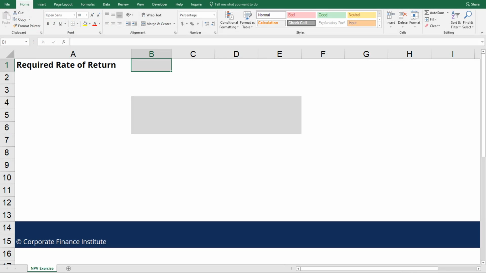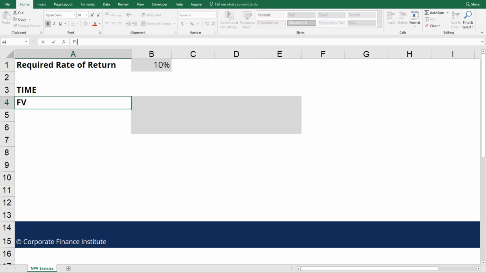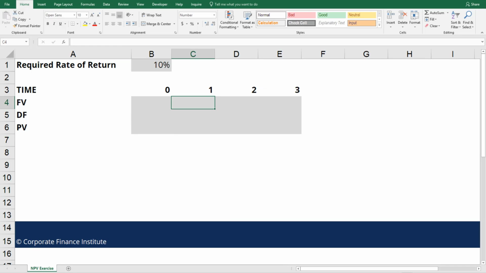We can use Excel to do our NPV analysis. Let's write our required rate of return in cell B1. Remember, this is R in the discount factor formula. The number we're using is 10%. Set up an Excel worksheet with 4 rows. These 4 rows will be time, future value, discount factor, and present value. Populate the time and future value rows using the information on the previous slide.